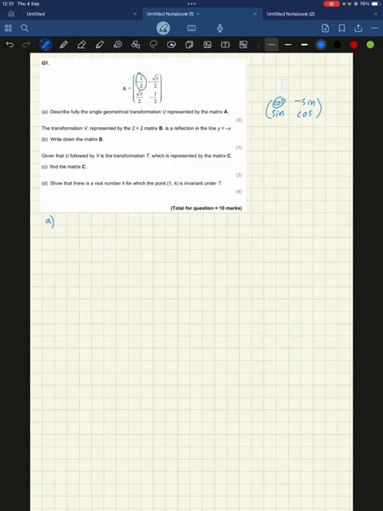Now, here and here, cos theta is equal to minus a half. So solve for theta, arc cos of minus a half.